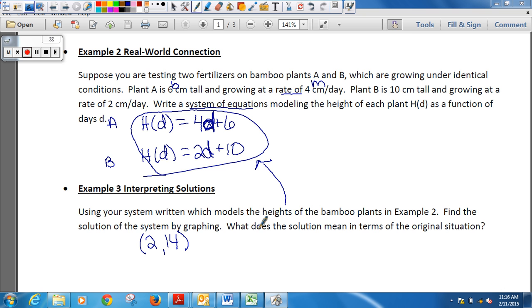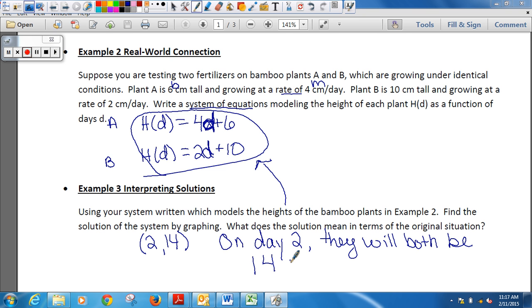Okay, it does ask, what does the solution mean in terms of the original situation? This means on day 2, they will both be 14 centimeters tall. That's the only day that they'll be the exact same height.